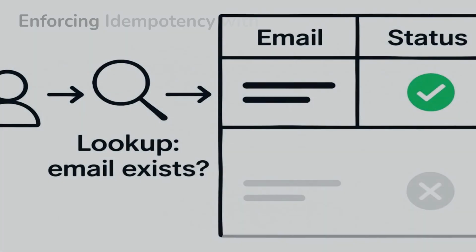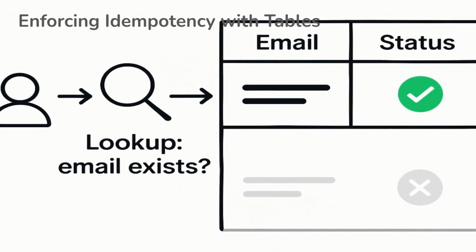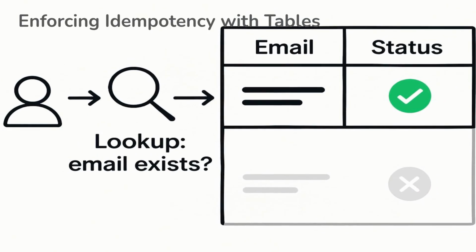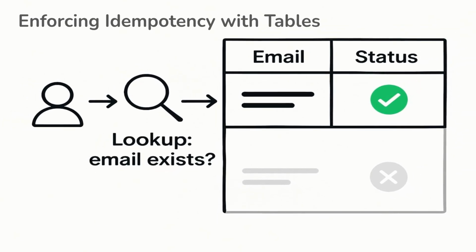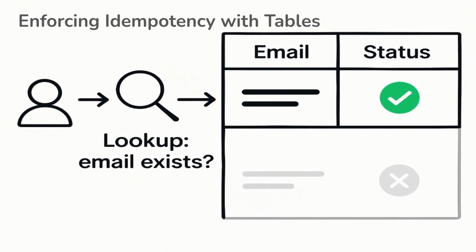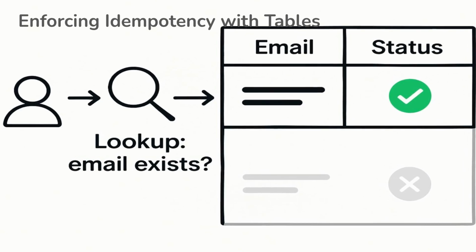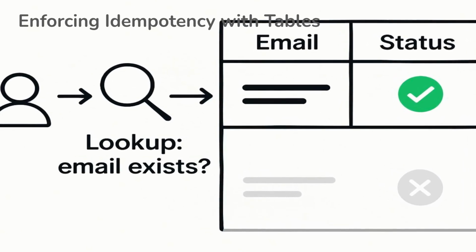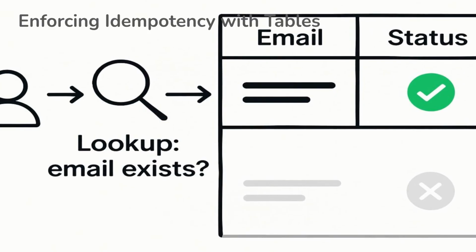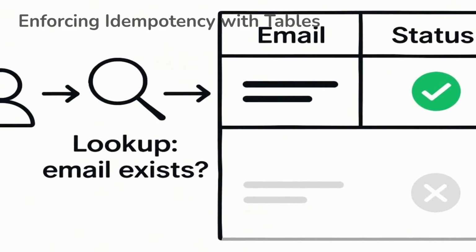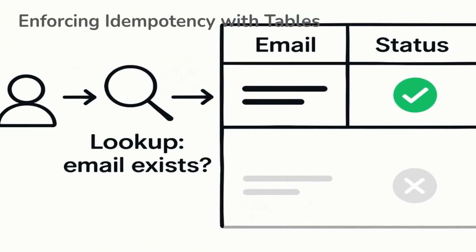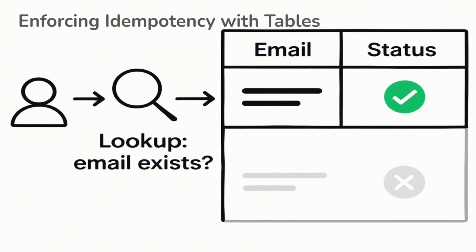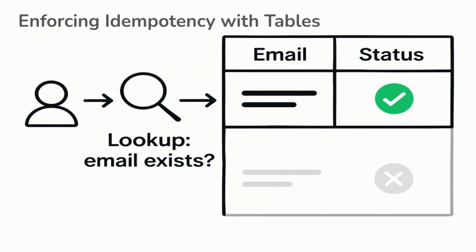Here's another visual to explain how we enforce idempotency. In this example, we use a simple table with columns like email and status. Before creating a new record, the automation first performs a lookup to check whether that email already exists. If the email is found, the workflow can skip the create step or update the existing record instead. And if the email is not found, only then does it create a new row. This small check ensures that even if the workflow retries or accidentally runs twice, you won't create duplicate records.